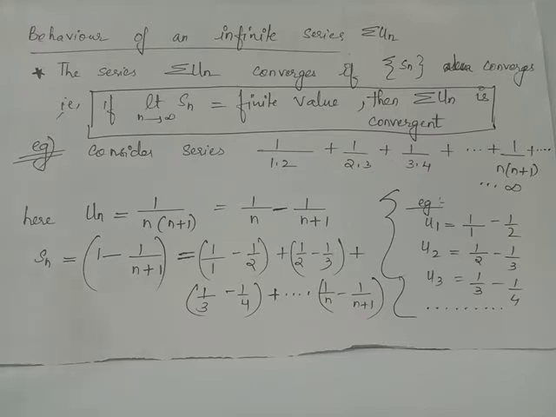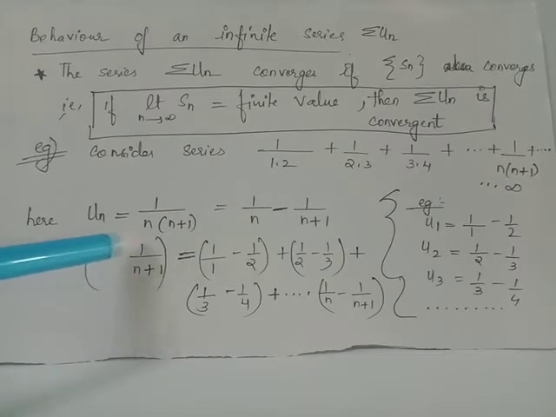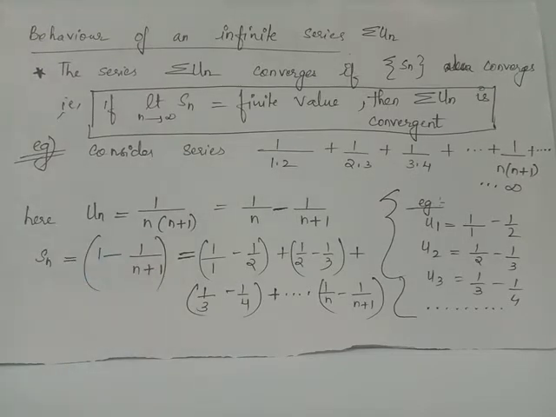Here, when you apply limit n tends to infinity to Sn, the first term is just a constant, therefore the limit has no effect on it. When you apply limit n tends to infinity to the second term, which is 1 by n plus 1, it becomes 0. Therefore, we have limit n tends to infinity Sn equals 1 minus 0, which equals 1, clearly a finite value. Since we obtain a finite value when we compute limit n tends to infinity Sn, for this example we will conclude that the given infinite series is convergent and it converges to 1.